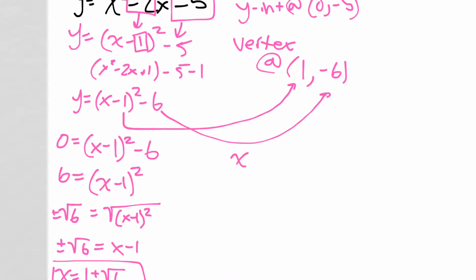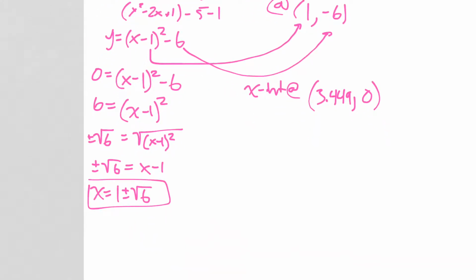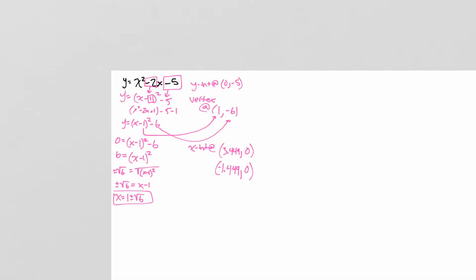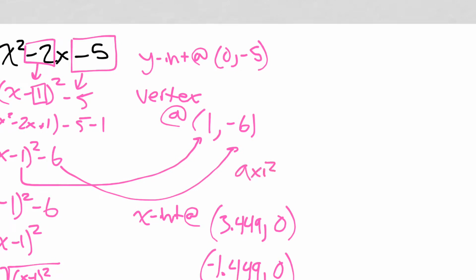So one of my x-intercepts will occur at 3.449, comma, the y value is 0. Let's do the other one. 1 minus the square root of 6 will give me negative 1.449. Notice that decimal bit is the same, so negative 1.449, again, comma, 0, because the y value is 0. The only thing I haven't found is the axis of symmetry, but that's the same as the x value of the vertex, right? So my axis will occur at x equals 1.